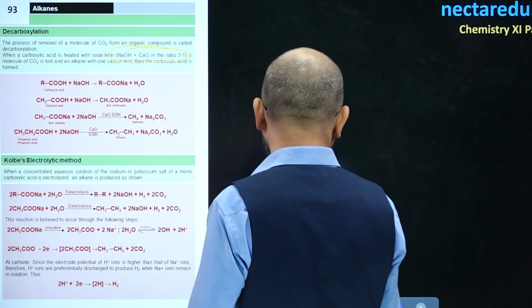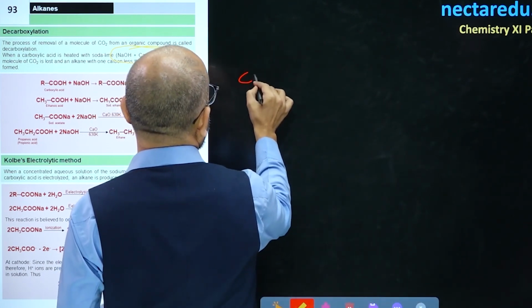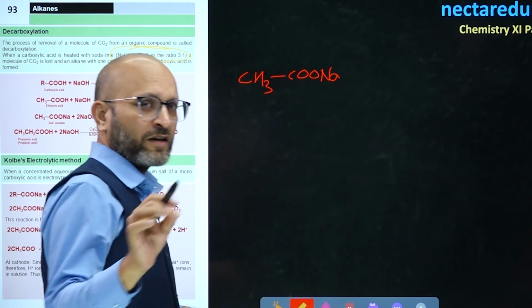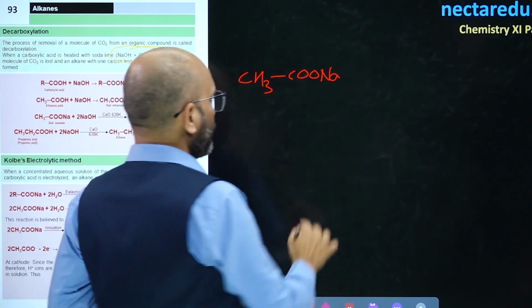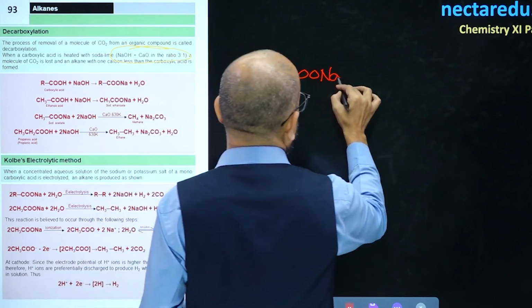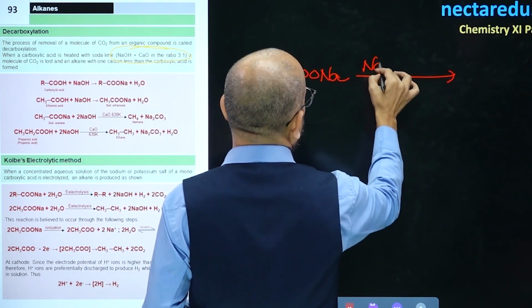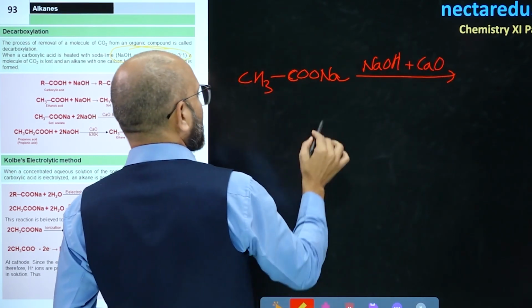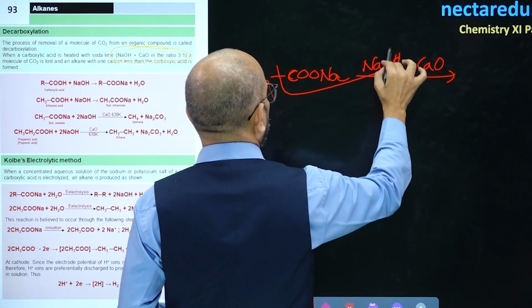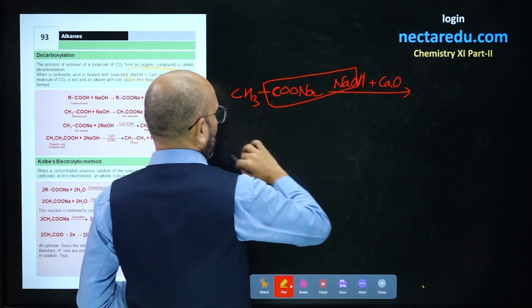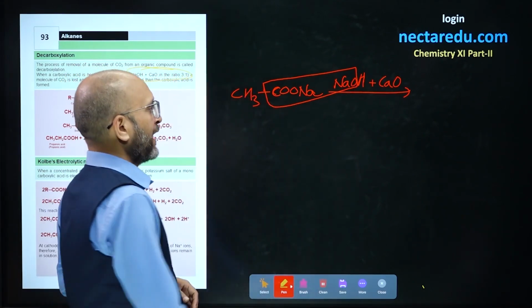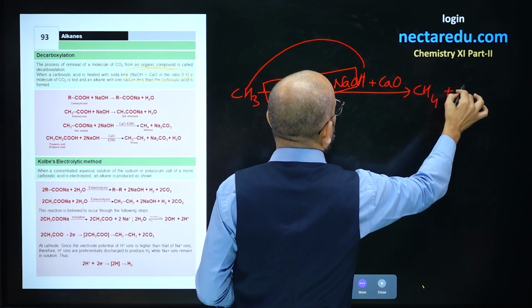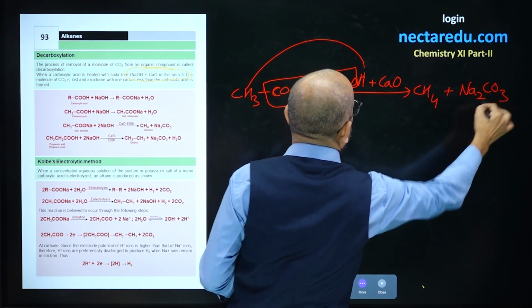So in the presence of soda lime, if you take a carboxylic acid salt, let's say CH3COONa, decarboxylation in short means removal of carbon dioxide. If you take a carboxylic acid salt in the presence of soda lime, that is NaOH plus calcium oxide, then the reaction happens in such a way that the COONa part is removed in the form of Na2CO3, and this H combines with this methyl to give us methane.